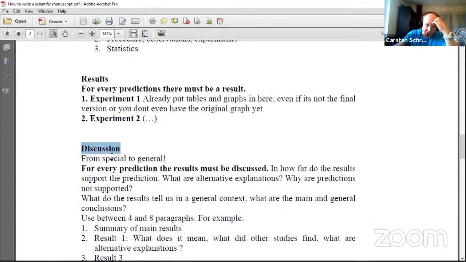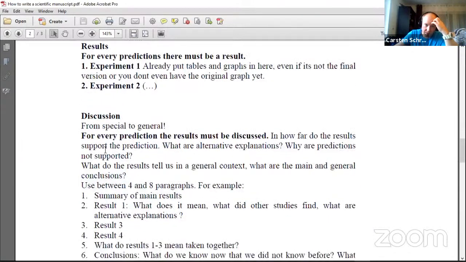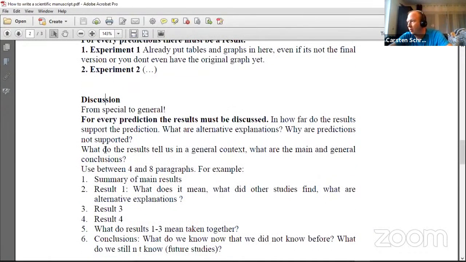Then the discussion is the opposite of the introduction. It goes from very specific to very general. Very specific are your results, is what you found. And you first point out their significance, then you discuss them, and from there you try to get to something more general.